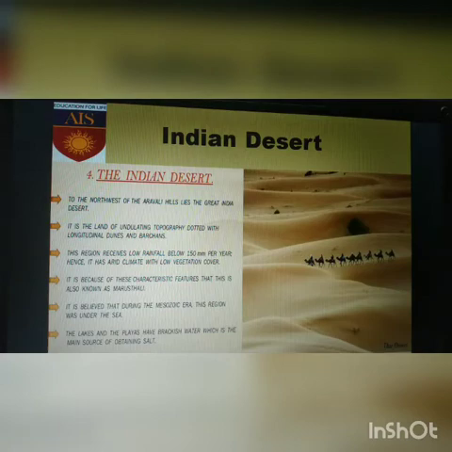It is believed that during the Mesozoic era, this region was under the sea. The lakes and the plains have brackish water, which is the main source of obtaining salt.